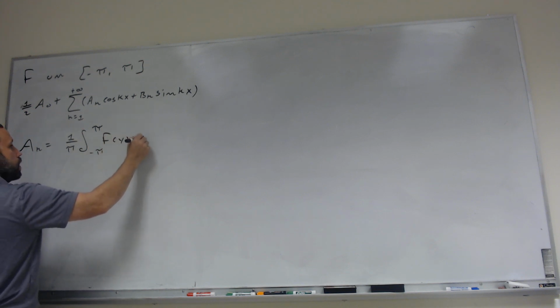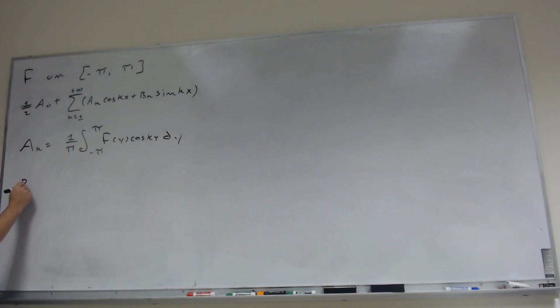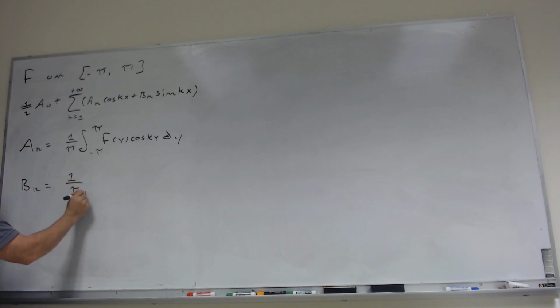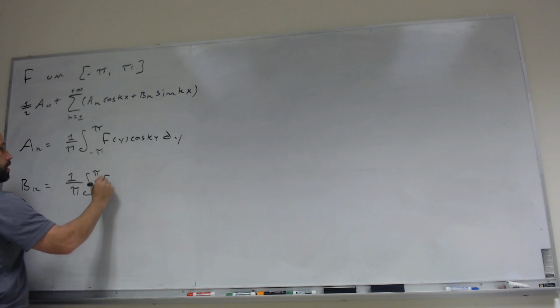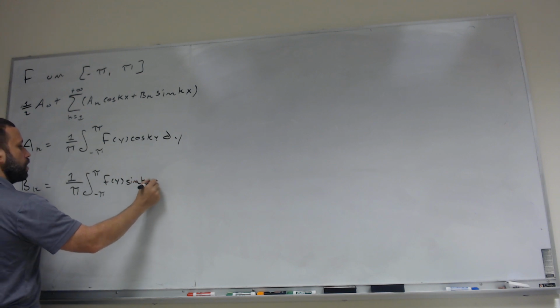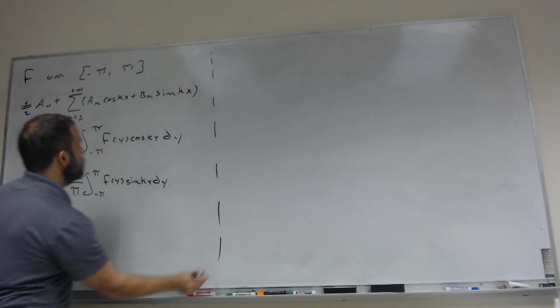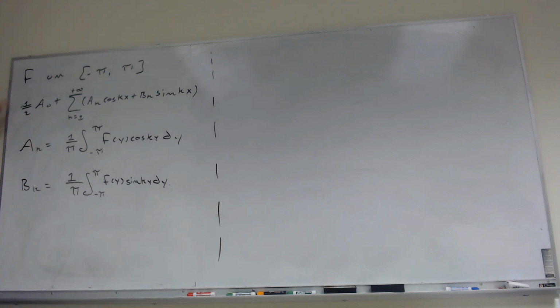of f of y cosine ky dy, and then the bk's are given by 1 over pi times the integral from minus pi to pi of f of y sine ky dy. Okay, and so the question is, does this equal f, or in what sense does this equal f?